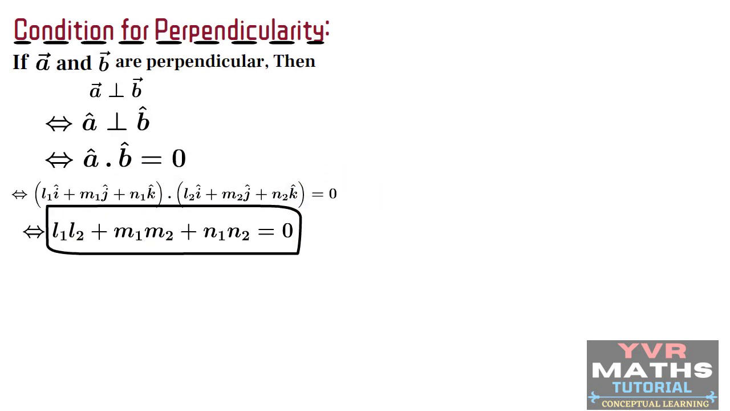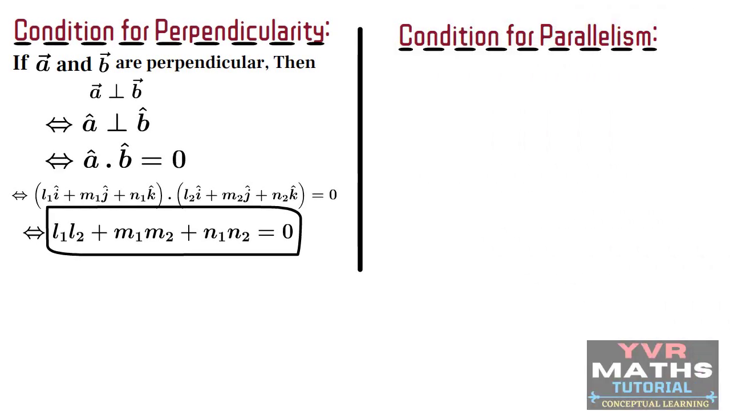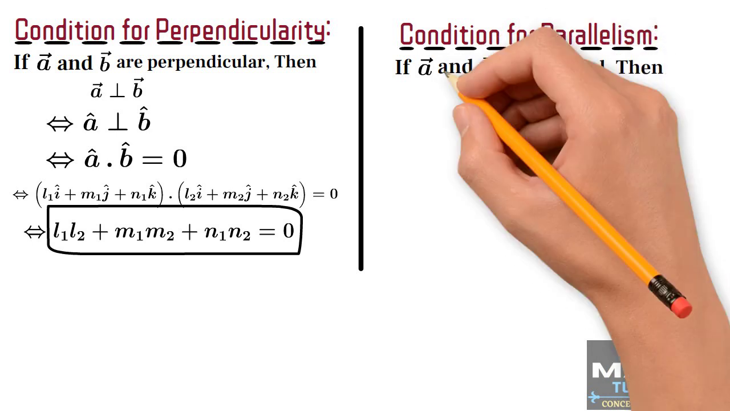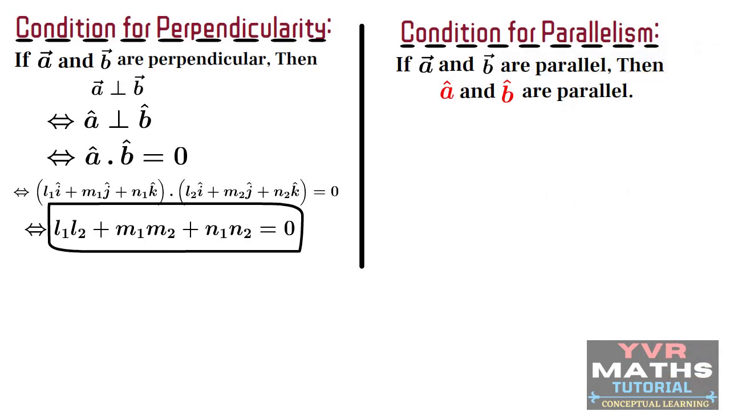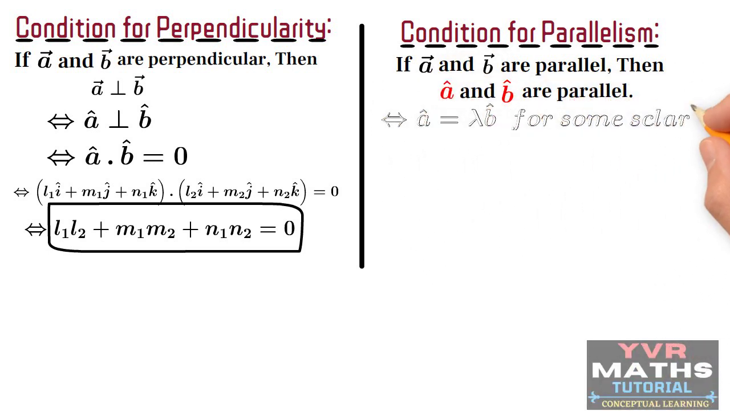Now we will discuss another case, the condition for parallelism. If two lines are parallel, then the vectors A bar and B bar are also parallel. We will discuss that case now. If A bar and B bar are parallel, then the unit vectors in the direction of A bar and B bar are also parallel. If two vectors are parallel, what is the condition? You have learned already in the vector algebra chapter. If two vectors are parallel or collinear, one vector is equal to some scalar times another vector. That means A cap is equal to lambda times B cap, where lambda is some scalar.